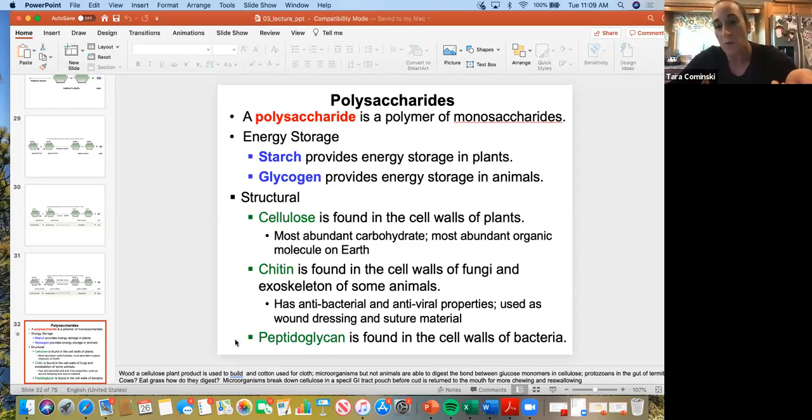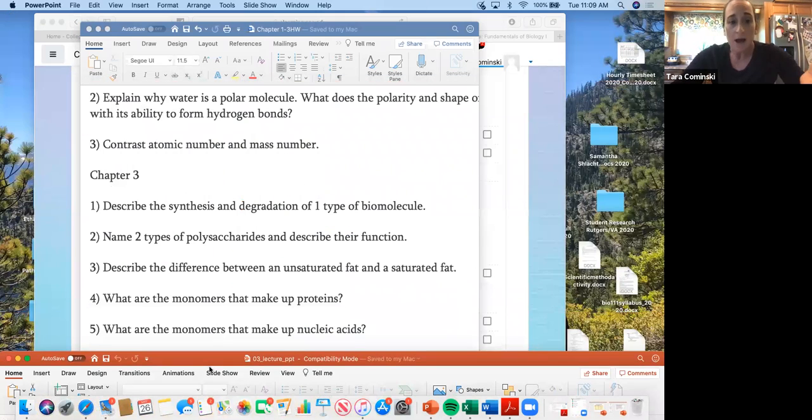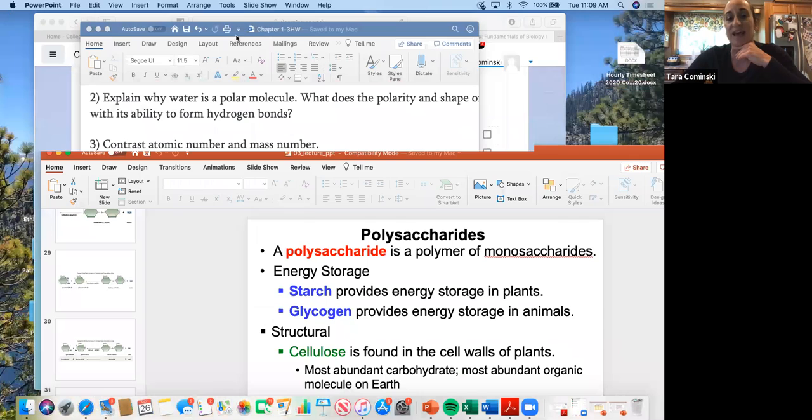You could have also, for that question, listed cellulose, which is a structural polysaccharide, or chitin, a structural polysaccharide. Also, peptidoglycan is a structural one as well. So those are all examples of polysaccharides or complex carbohydrates, however you want to refer to them. All right, number 3, describe the difference between an unsaturated fat and a saturated fat.